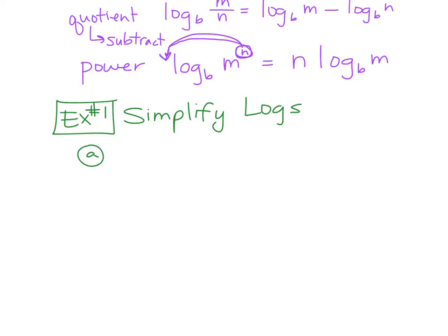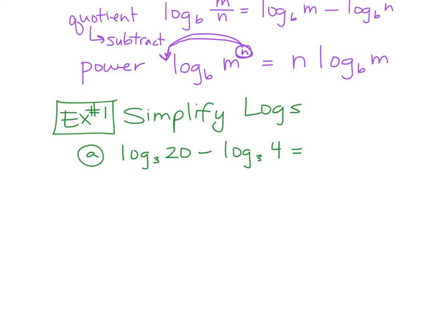For the first one, let's say we have log base 3 of 20 minus log base 3 of 4. Okay, now for some of you, it might be tempting to say, oh, sure, that's log base 3 of 16. You cannot just subtract the 20 and the 4. It doesn't work that way.